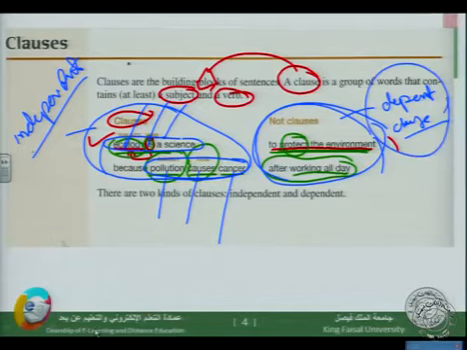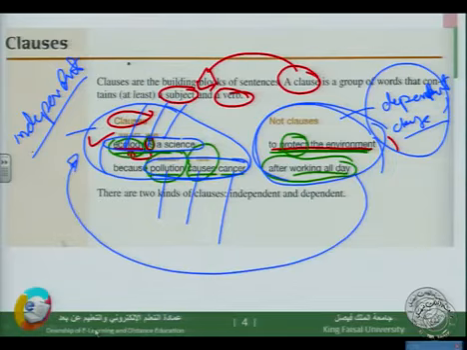So the dependent clause can't stand alone by itself. It needs the help of the independent clause. So the dependent clause is meaningless without the independent. The dependent clause is ungrammatical without the independent clause. So is that clear? I hope so.